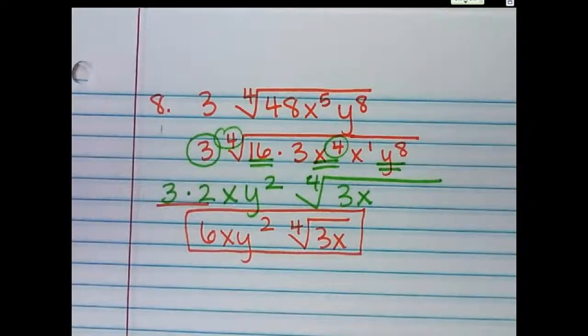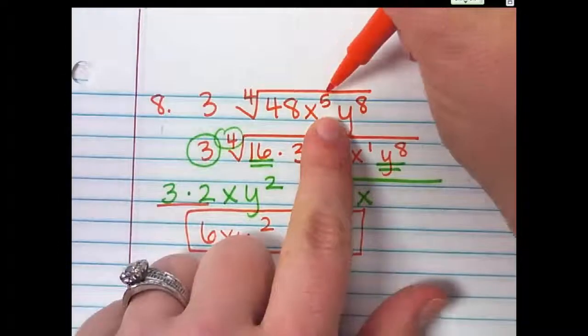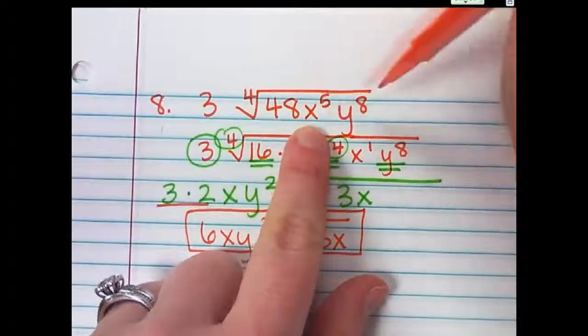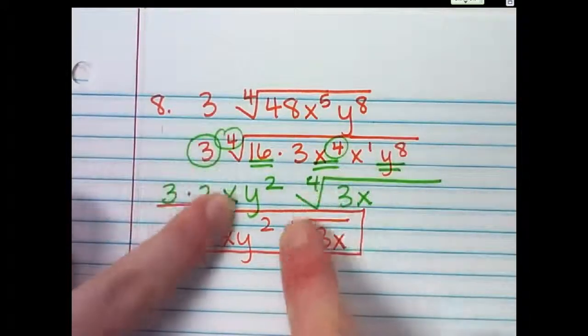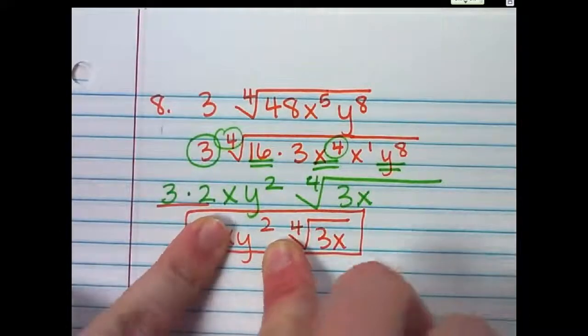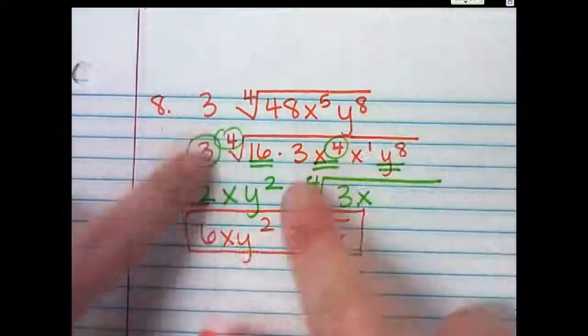Okay, let's double check our special case. So remember, it has to be an even and an even. So the x's don't matter. The y's, I have y^8 and y^4, and in our answer, we got y squared. So is that a special case? No. It has to be even, and then odd.